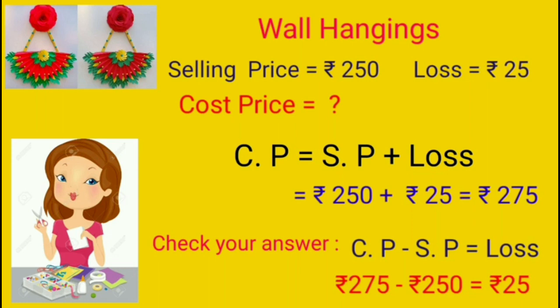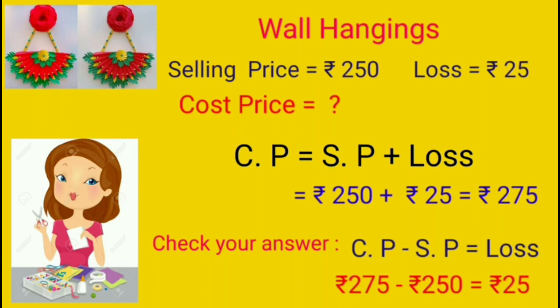Let us start. Just compare the cost price and selling price of the wall hangings. What did you observe, children? Exactly. Cost price is greater than the selling price. It means loss. To find loss, subtract selling price from cost price. CP minus SP, that is 275 rupees minus 250 rupees. The difference is 25 rupees, which is loss.